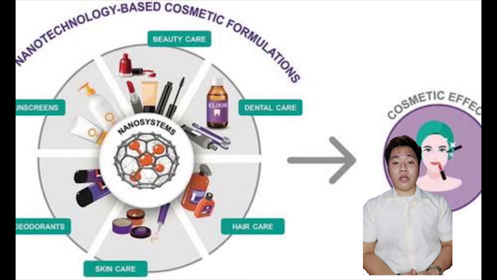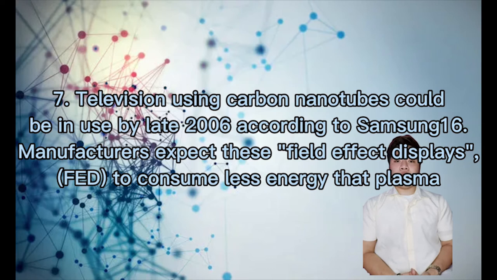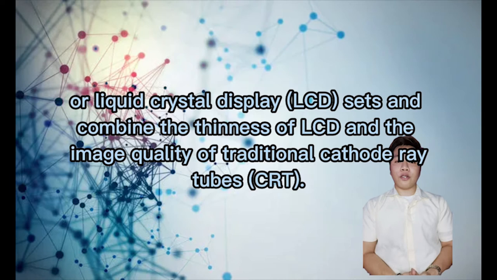Okay, and number 7 is televisions using carbon nanotubes, which could be in use by late 2006 according to Samsung. Manufacturers expect these field effect displays, or FED, to consume less energy than plasma or liquid crystal display, also known as LCD, and combine the thinness of LCD and the image quality of traditional cathode ray tubes, or CRT.